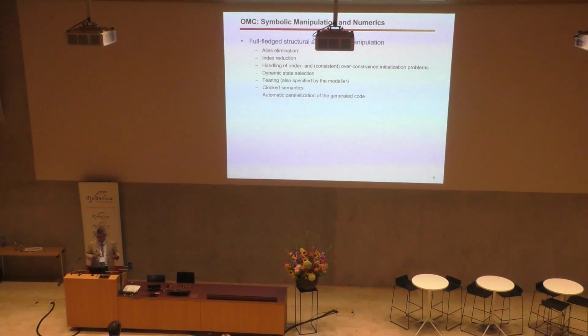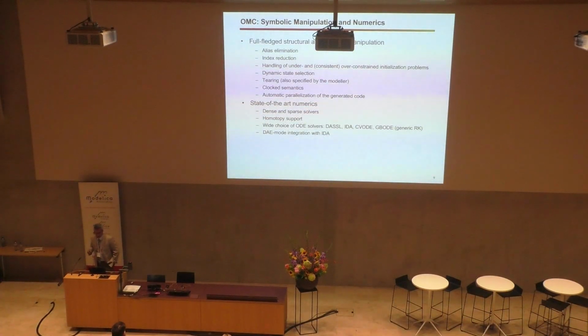The compiler does lots of symbolic manipulation and numerics on the Modelica code. So things which are well known: alias elimination, index reduction. It can handle under-constrained or over-constrained initialization problems pretty well, since a few years. Dynamic state selection is supported, tearing. We're also experimenting with user-guided tearing with annotations that specify the most favorable tearing variables based on the user's understanding. Clock semantics, and also automatic parallelization of generated code.